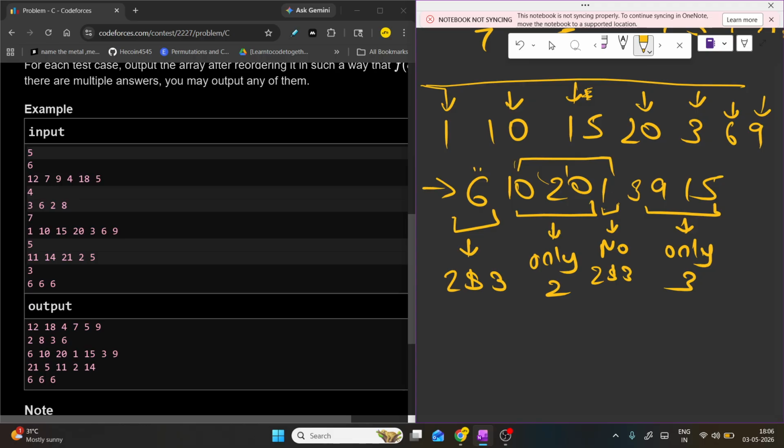But we won't be able to find it, because we have arranged it in such a way that after any element which is divisible by 2 and not by 3, there will be those elements which are not divisible by 2 or divisible by 3. So this subarray won't be divisible by 6. This single element won't be divisible by 6. This subarray won't be divisible by 6. This subarray won't be divisible by 6.